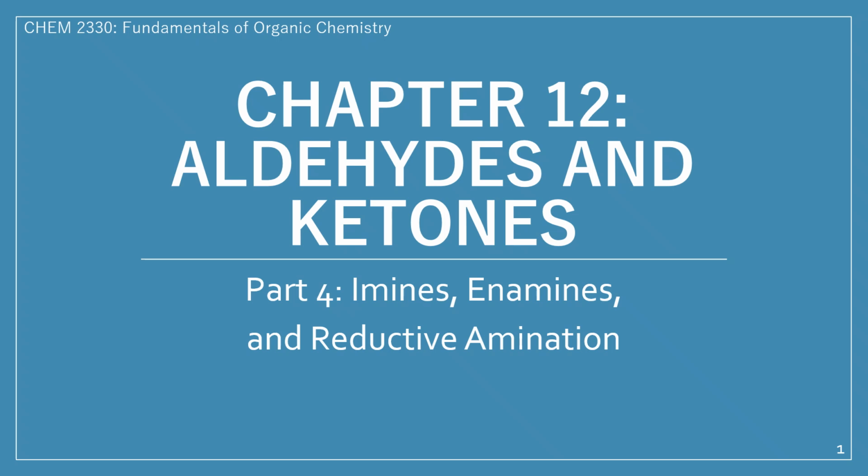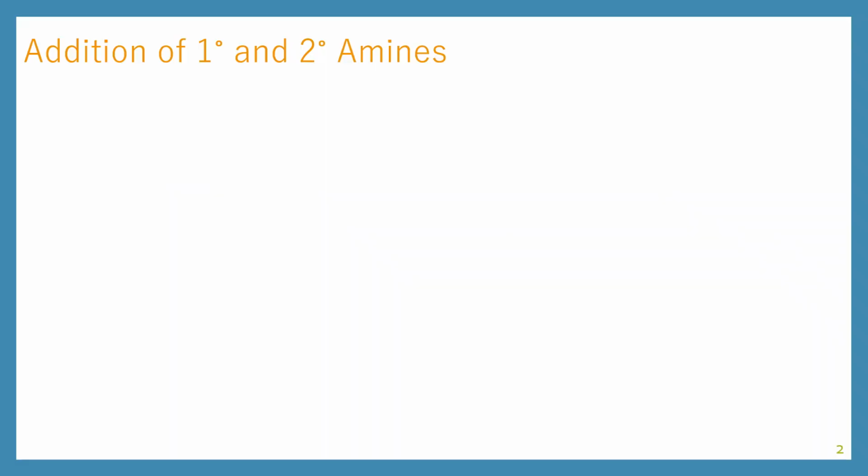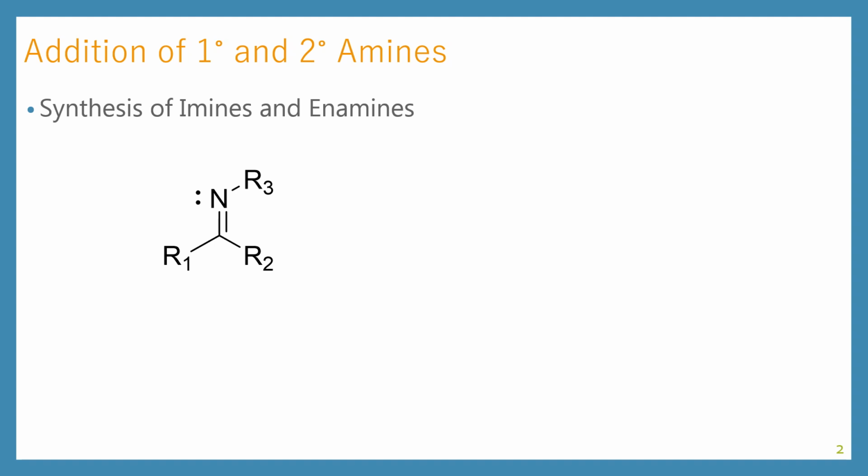Chapter 12, Part 4, Imines, Enamines, and Reductive Amination. So this is continuing in the trend of nucleophilic addition to carbonyl carbons. And this is what happens when you have a nucleophilic addition of a primary or secondary amine. So let's first introduce these new functional groups.